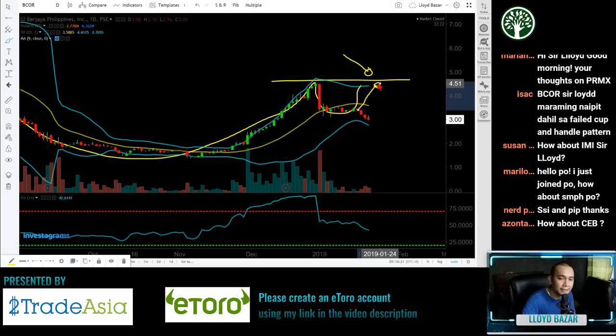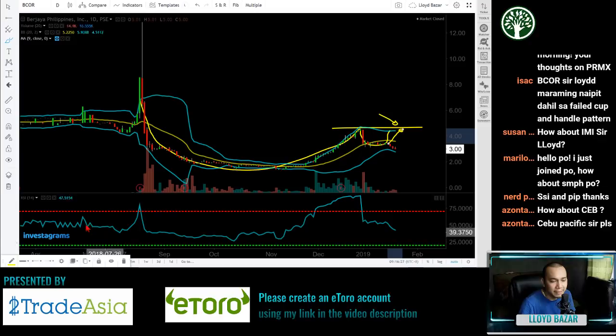Antayin niyo po yung breakout. The breakout is the best entry point if you're using a breakout cup and handle pattern. Trade what you see, not what you think.